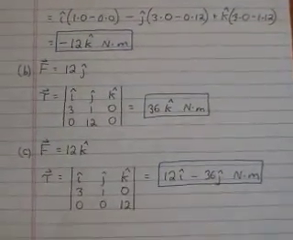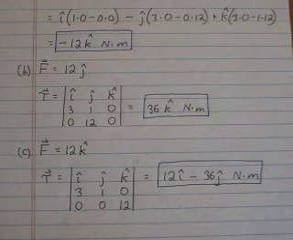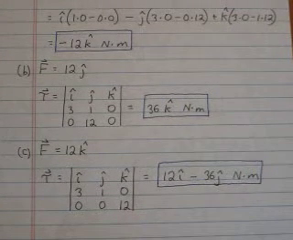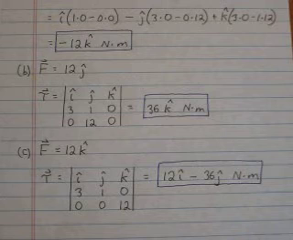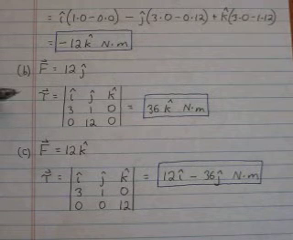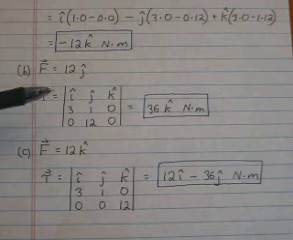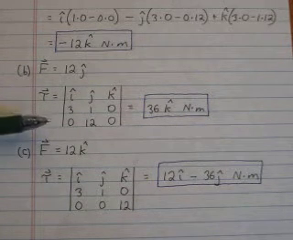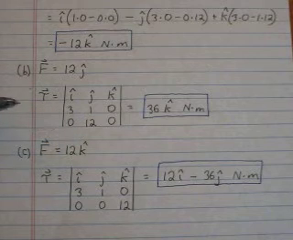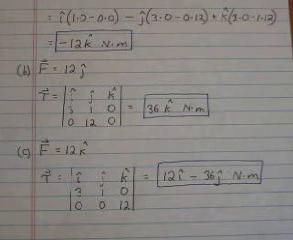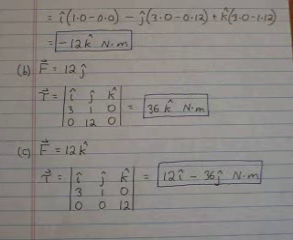Part B has us solve this with the force going in the y direction, 12 j hat. So the torque is the determinant of this matrix: i hat, j hat, k hat, 3, 1, 0, but now the force is 0, 12, 0, because the 12 is in the y direction. Solve that determinant and you should get 36 k hat newton meters.